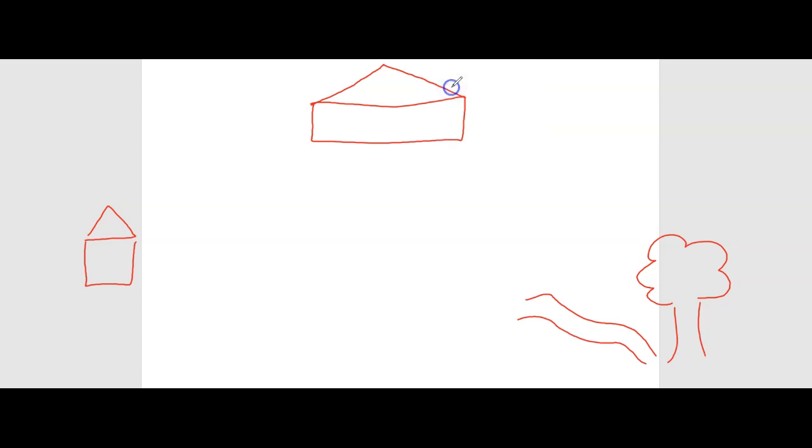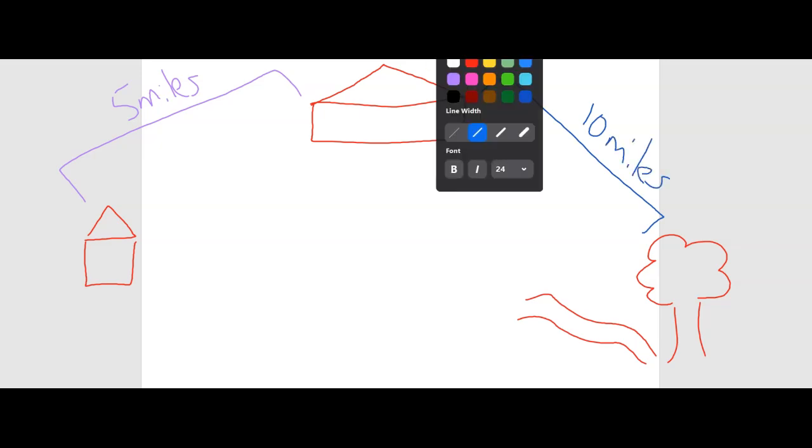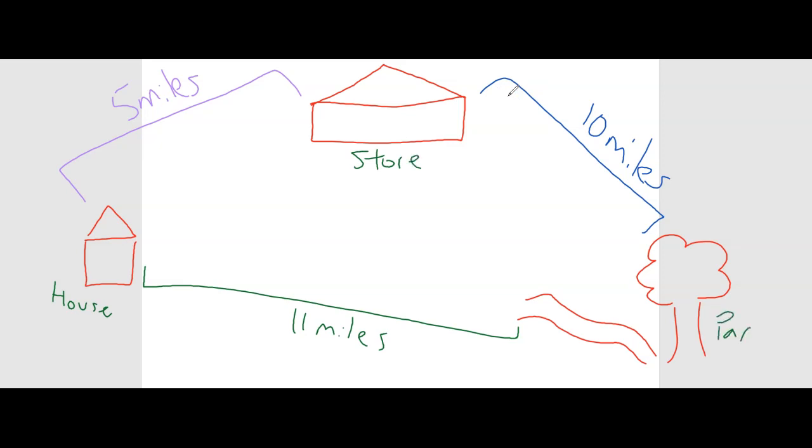But let's say we have some distances here. We'll say 5 miles. We'll say 10 miles. And we'll say the distance straight from the house to the park is 11 miles. Okay, so let's say somebody starts at the house and they travel to, call this the store, and we'll call this the park. So let's say that someone goes from the house to the store and from the store to the park.